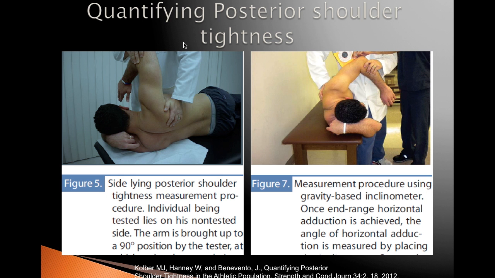Okay, all right, so how do we know if somebody's tight? Here's one way. This is from an article. Okay, they lie on their non-tested side. The arm is brought up into 90 degrees, and we're measuring with an inclinometer up here how far down they can go into horizontal adduction.